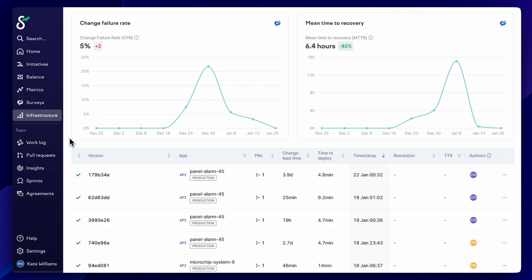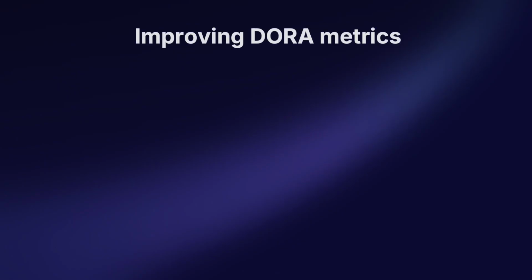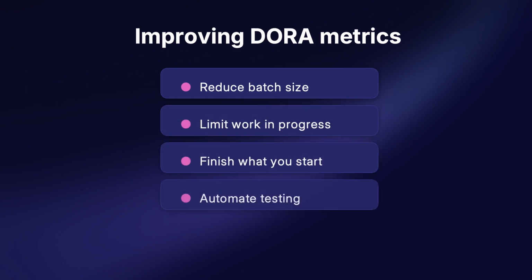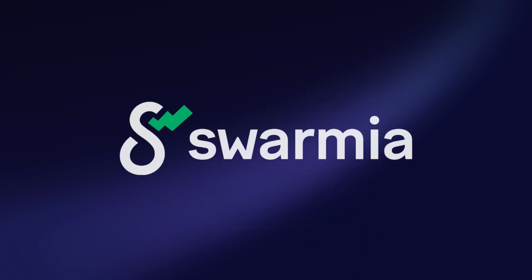Improving these metrics usually involves reducing batch size, limiting work in progress, finishing what you've started, automating testing, and setting up continuous integration and continuous deployment. If you're doing well on all 4 DORA metrics, you don't need to spend time on trying to improve them beyond the industry benchmarks I mentioned earlier. Instead, start exploring the other areas of developer productivity and developer experience to find improvement areas with higher impact.